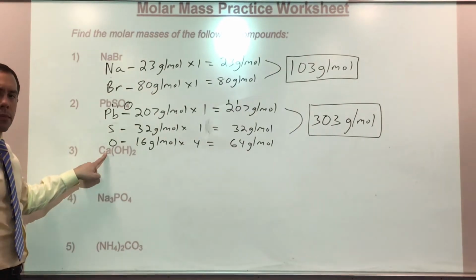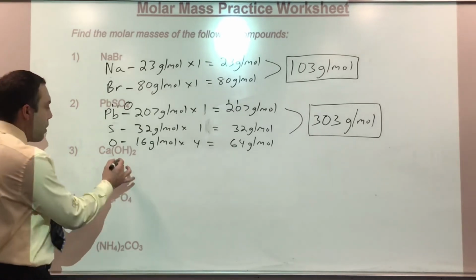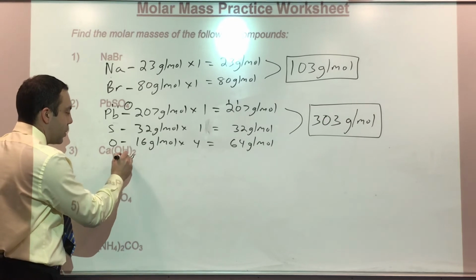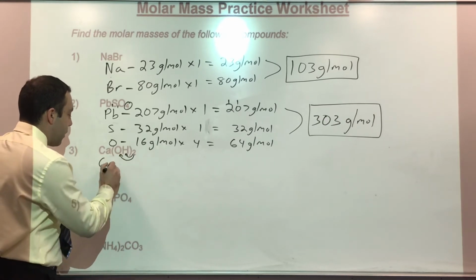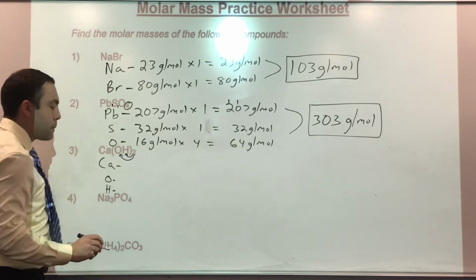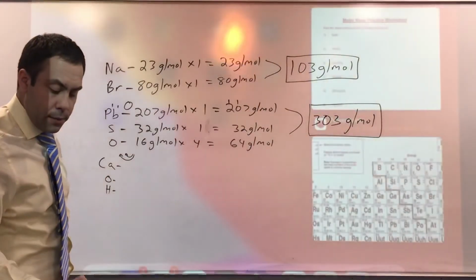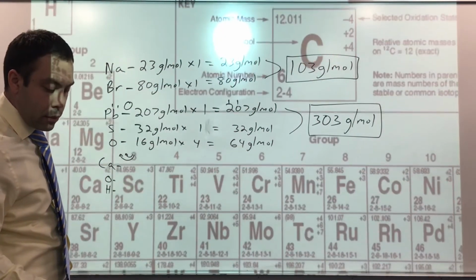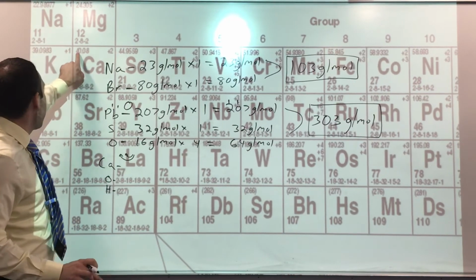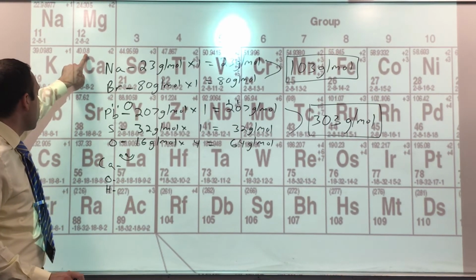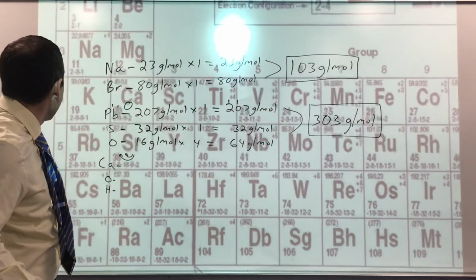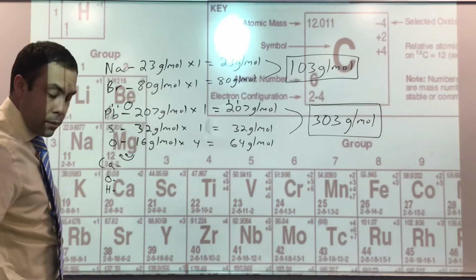Number 3 is a little bit trickier because you have parentheses. Now this 2 here distributes to both the oxygen and the hydrogen. So we have calcium, oxygen, and hydrogen. If we were to look on the periodic table of elements, calcium, element number 20, has a mass of 40.08. Oxygen, we know from before, has a mass of 16. And hydrogen, while we're here, has a mass of 1.